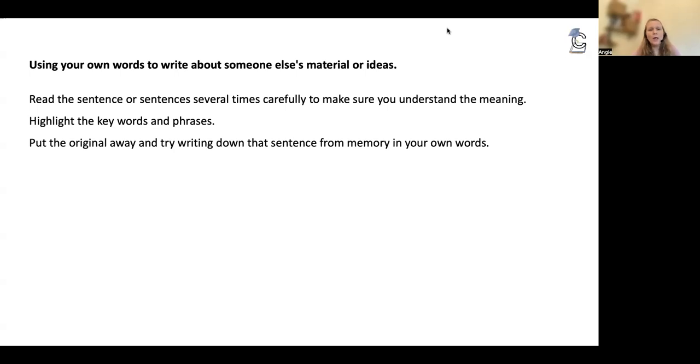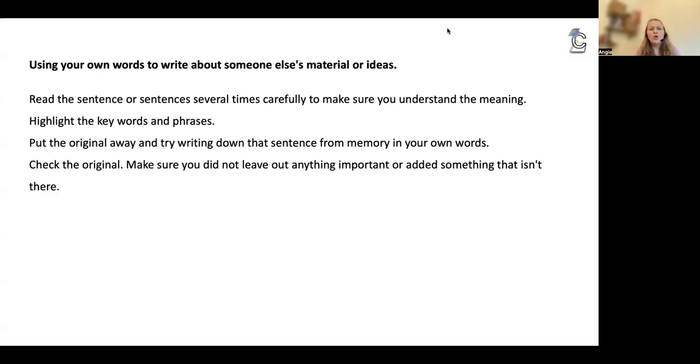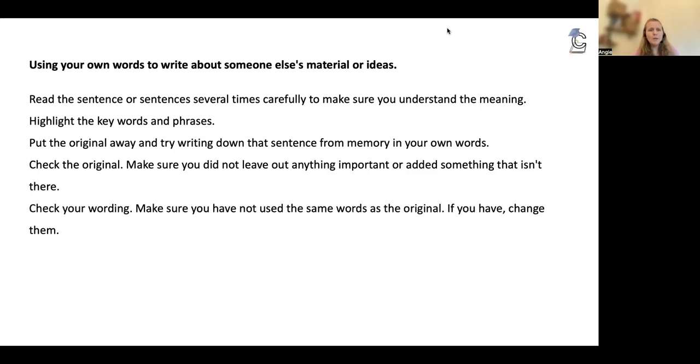Put the original away and try writing down that sentence from memory in your own words. And then check the original, making sure that you did not leave out anything important or that you did not add something that isn't there. That being said, the number of words in your paraphrased sentence and in the original sentence are the same. So the same number of words, the same core idea, but different words and maybe different word order.